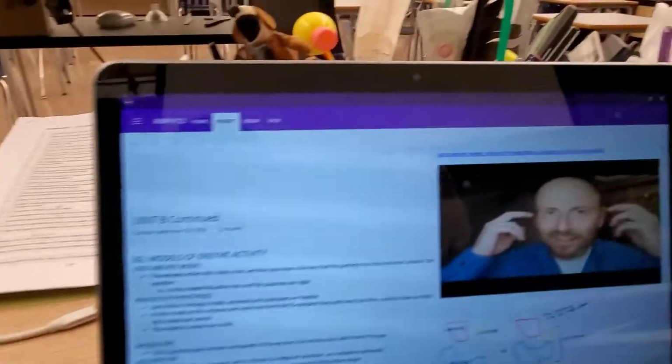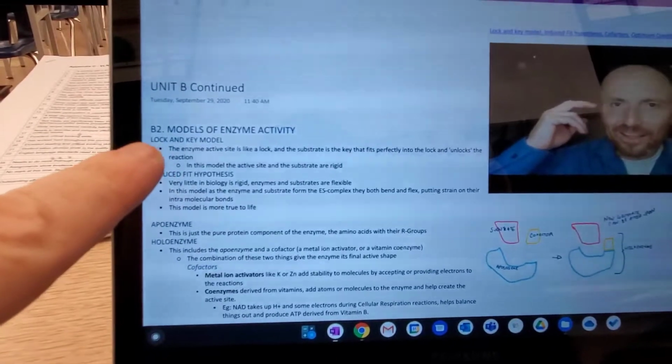All right, for some reason, I didn't put them all together. All right, let's look at B2. Okay, B2, models of enzyme activity. So the important one here is lock and key and induced fit hypothesis.